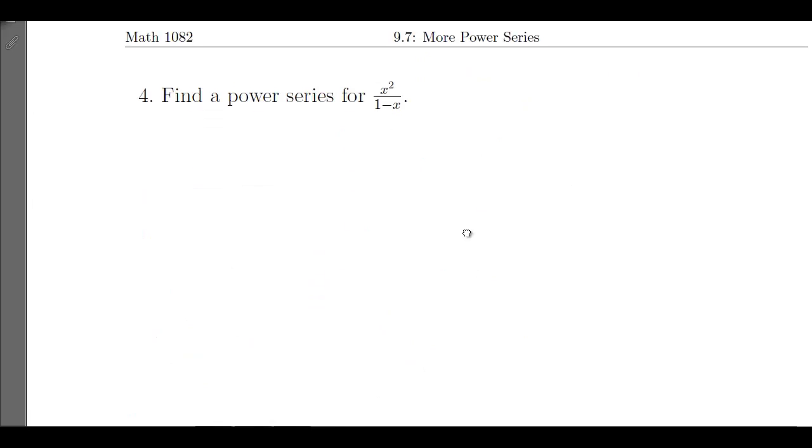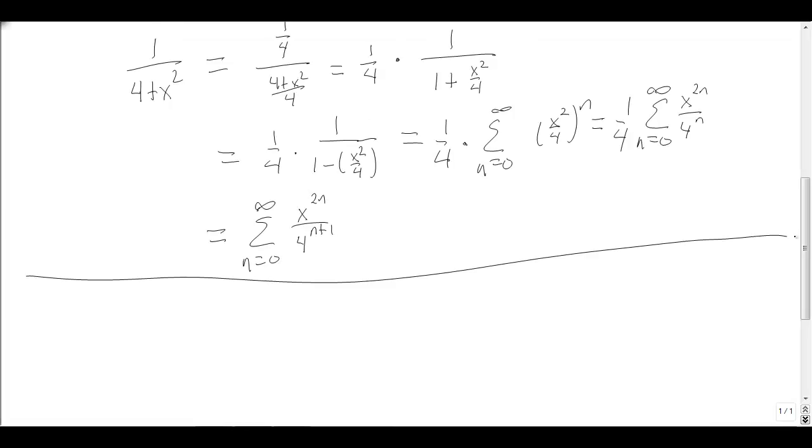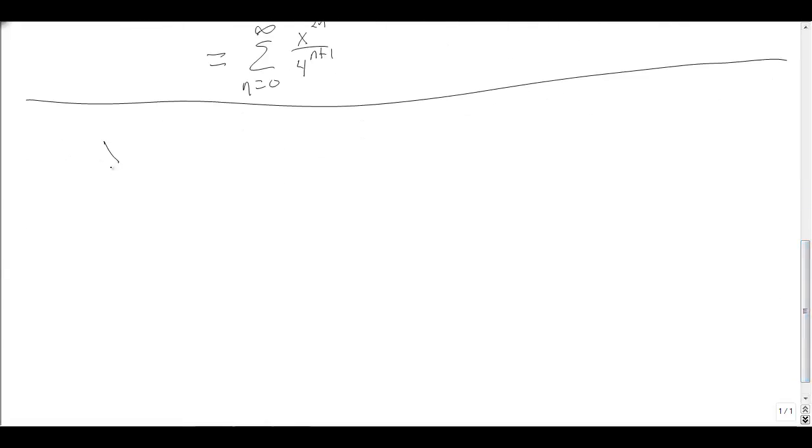Next one. This one's a little different. We're going to start with the same basic formula, but now we have x squared over 1 minus x. Now, what I'm going to do is look at this one as x squared times 1 over 1 minus x here. And then my 1 over 1 minus x, that's the series we've been using, that's summation n equals 0 to infinity x to the n.